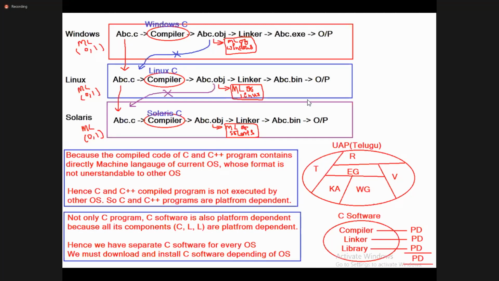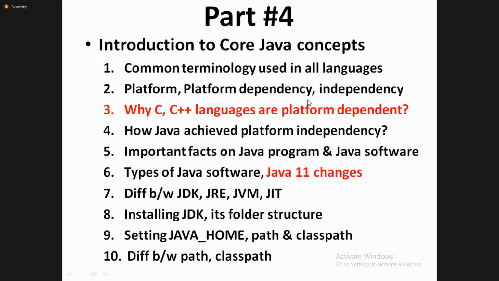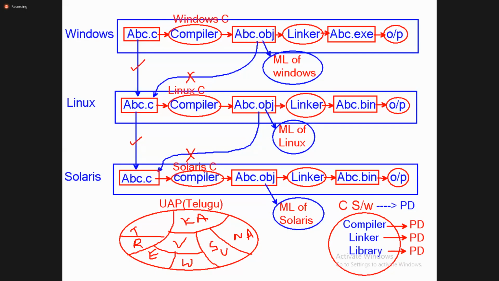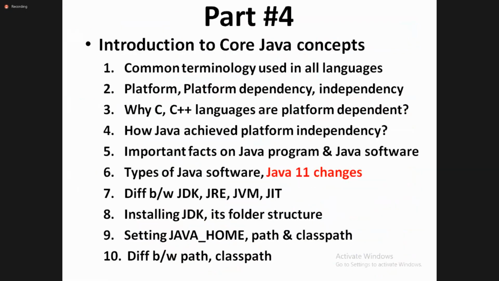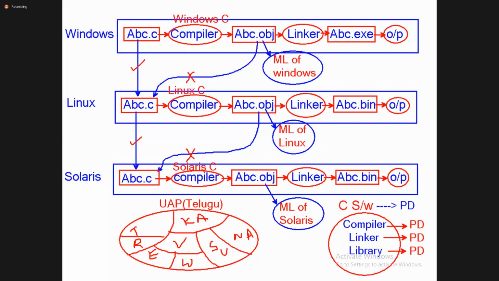If an interviewer asks why C and C++ programs are platform dependent, you must be able to explain. C and C++ programs are platform dependent because their compiled code contains machine language of the current operating system, whose format is not understandable to another operating system. In another way, C and C++ programs are compiled targeting one operating system. Hence their compiled code cannot be executed by another operating system, so they become platform dependent. Not only the C program, C software is also platform dependent because its components are platform dependent. So we have separate C software for every operating system.